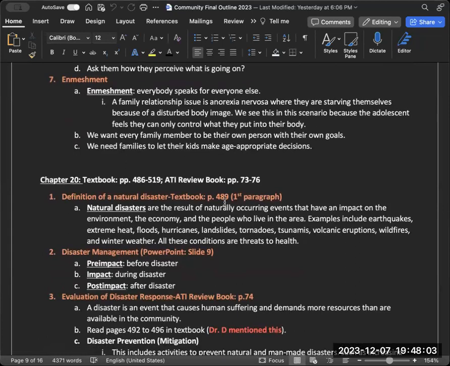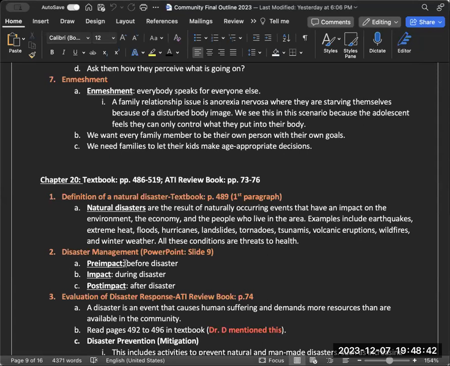Now, does anybody remember what Dr. D said is a definition of the term enmeshment? Well, this is where everybody speaks for everybody. Nobody has their own voice. And Dr. D mentioned that an issue where you typically see enmeshment is a situation where there is anorexia nervosa in a child because they are starving themselves because of disturbed body image.